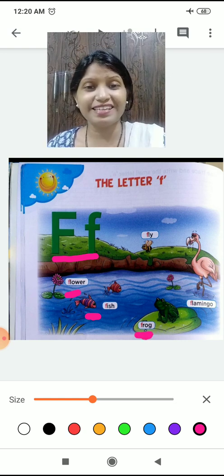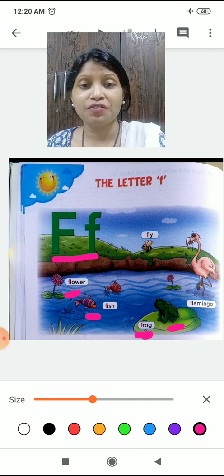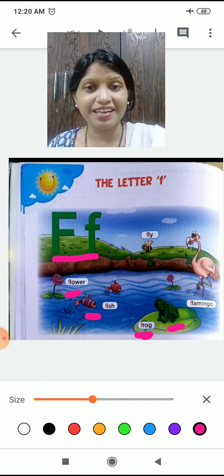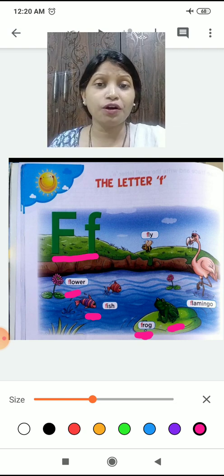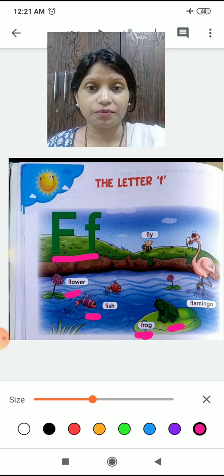What is it? See? Frog. Yes, you see frogs during the rainy season, right? बारिश में दिखते हैं ना frogs. देखे आप लोगों ने? Yes, it's raining, so you can see the frogs. Green colored frogs. So F is for frog. Read with me. F is for frog.